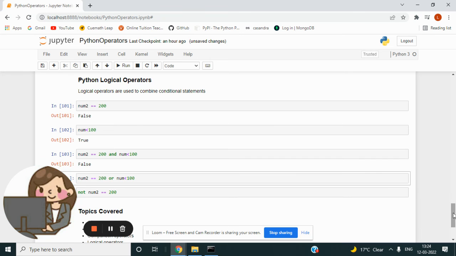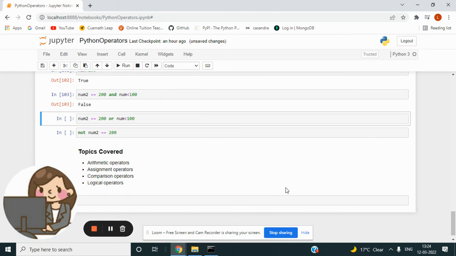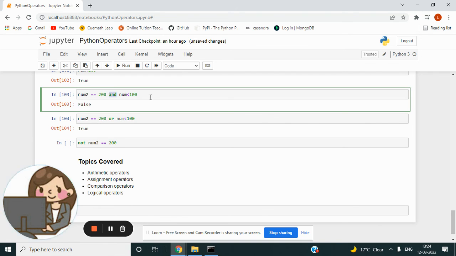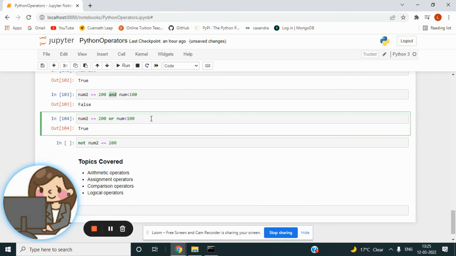Now the logical operator or returns true if either of its sides returns true. Since num less than 100 is true, even though the other is false, it returns true. So and returns true only if both operands are true, otherwise it always returns false. The or operator returns true if either operand is true. It returns false only if both of them are false.